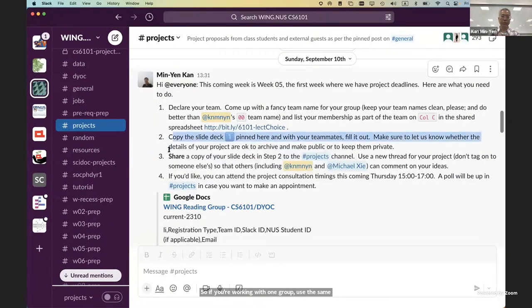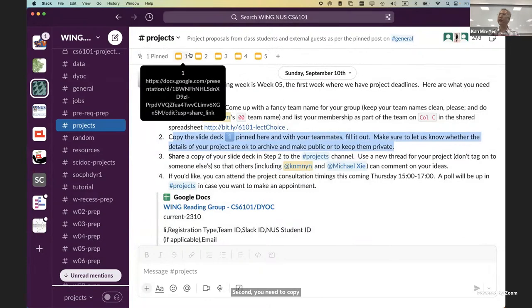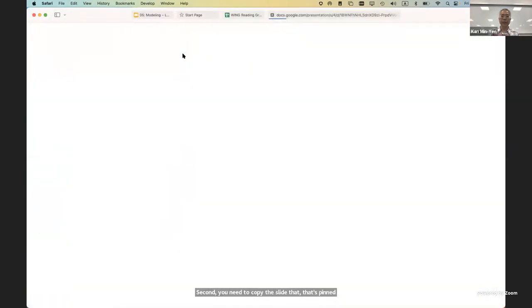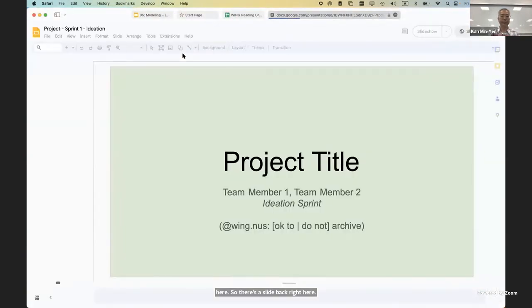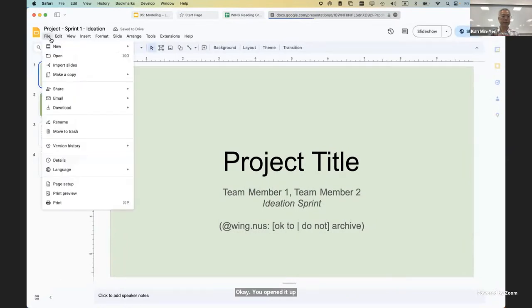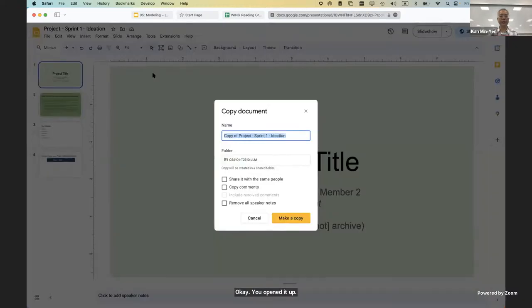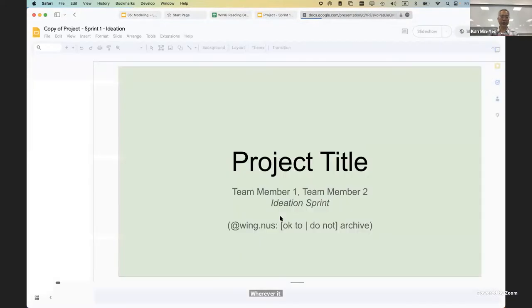Second, you need to copy the slide deck that's pinned here. So there's a slide deck right here, okay? You open it up, you make a copy of the entire presentation. I'll just put it somewhere, wherever it goes, I'll delete it later. And you just need to customize whatever you're going to write.